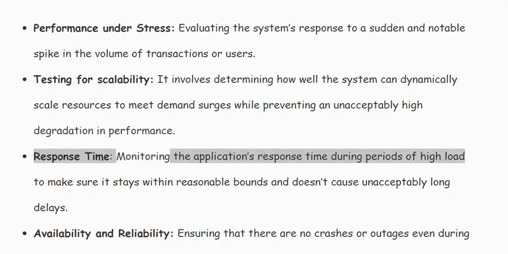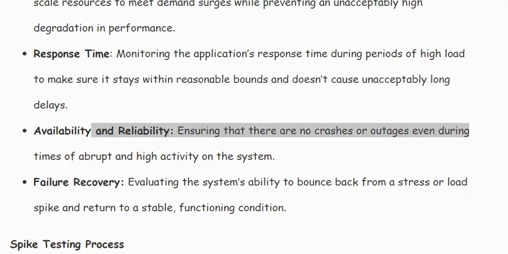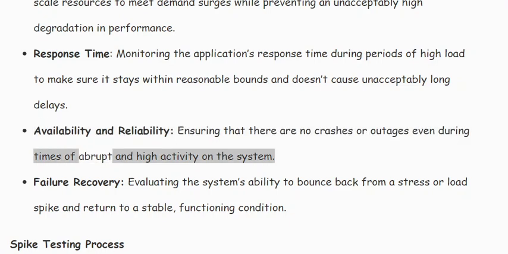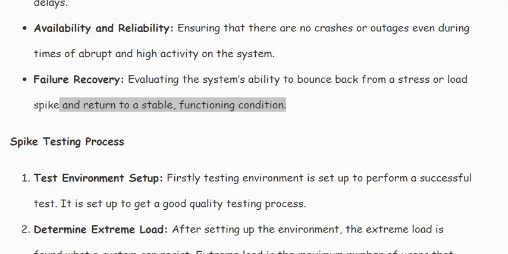Response time. Monitoring the application's response time during periods of high load to make sure it stays within reasonable bounds and doesn't cause unacceptably long delays. Availability and reliability. Ensuring that there are no crashes or outages even during times of abrupt and high activity on the system. Failure recovery. Evaluating the system's ability to bounce back from a stress or load spike and return to a stable, functioning condition.